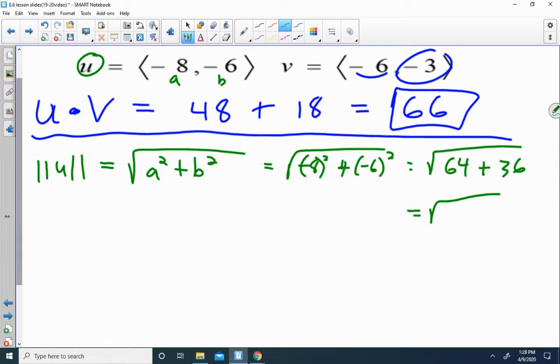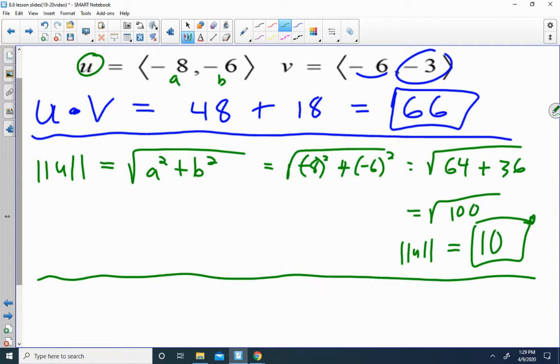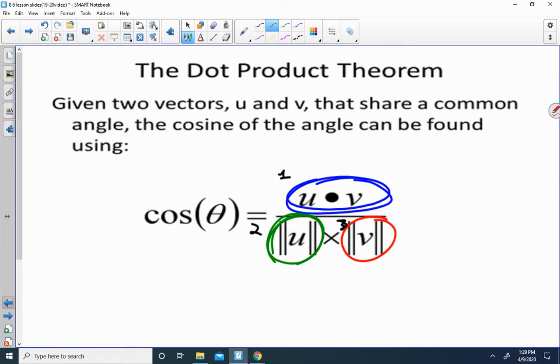Square root of 64 plus 36, that should get you 100. Ooh, look at that. Square root of 100, that's a perfect root. That's nice. So there you go. That's going to be the magnitude of u. The magnitude of u is just going to be 10. All right. Now there's one more component to find. We now got to find the magnitude of v.